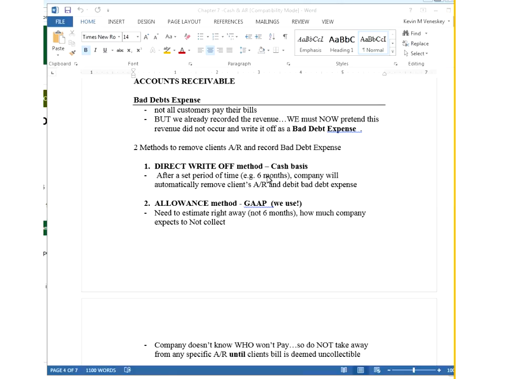So if you're on the cash basis, you basically do the direct write-off method, where you pick a time, say after 6 months. If the person hasn't paid me within 6 months, I'm going to automatically go in and take it off my books, and then send it maybe off to the collection agency or whatever you want to do at that point. And when we take it off our books, in this case, we will simply do a bad debt expense and credit our client's AR account.